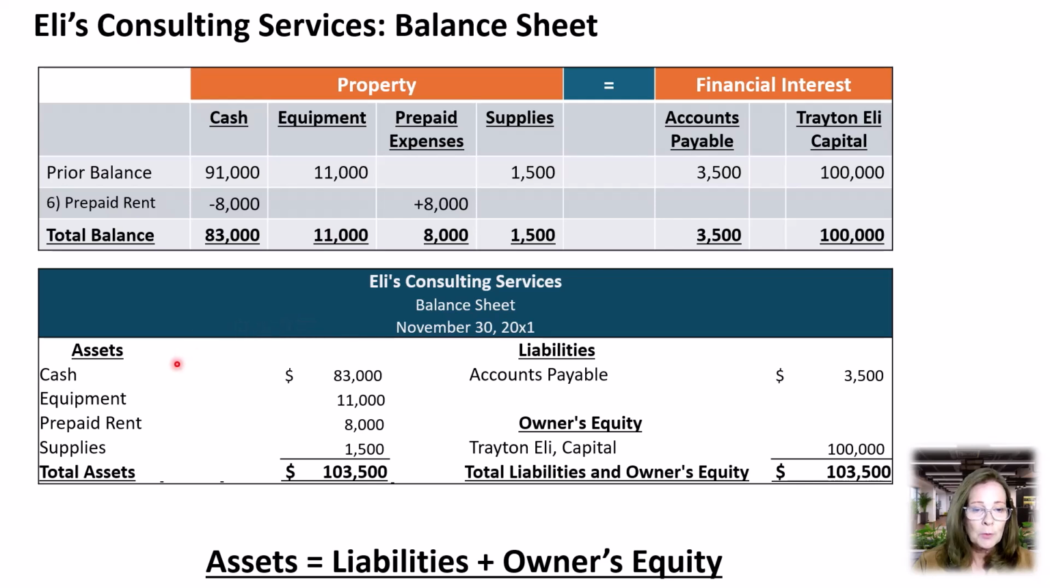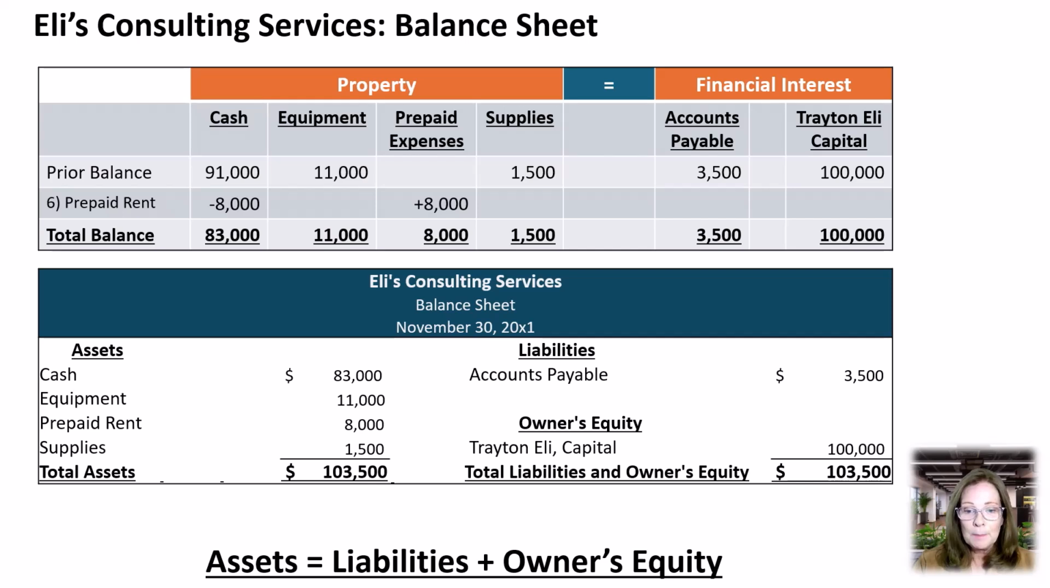On the asset side, we list the property of the business, cash of $83,000, equipment $11,000, prepaid rent $8,000, and supplies of $1,500 for a total of $103,500 in total assets. On the other side, the financial interest side, we have liabilities of $3,500 and owner's equity of $100,000 for a total of $103,500.